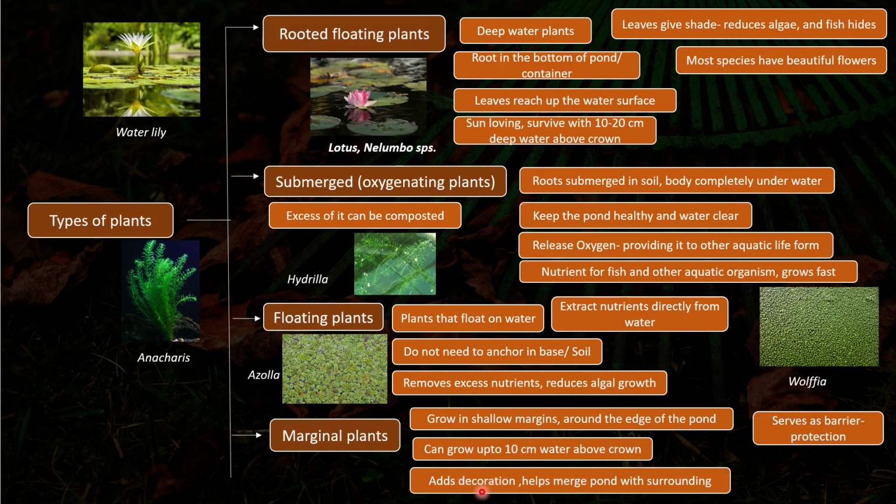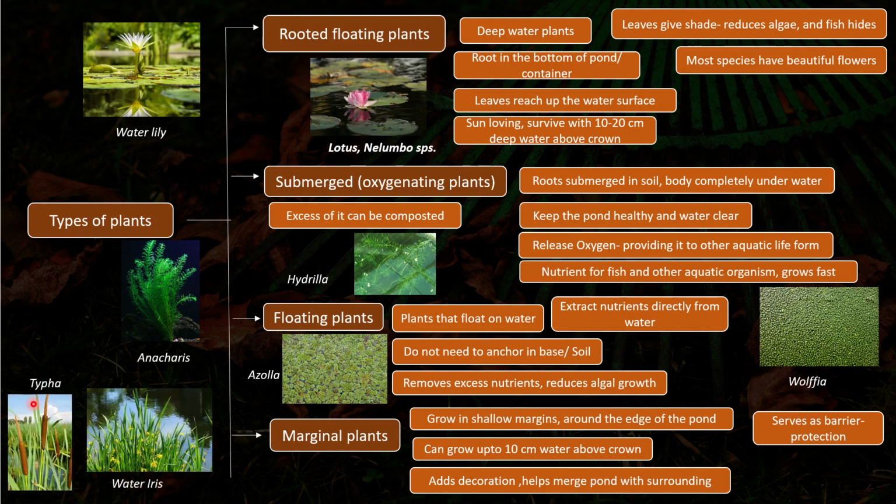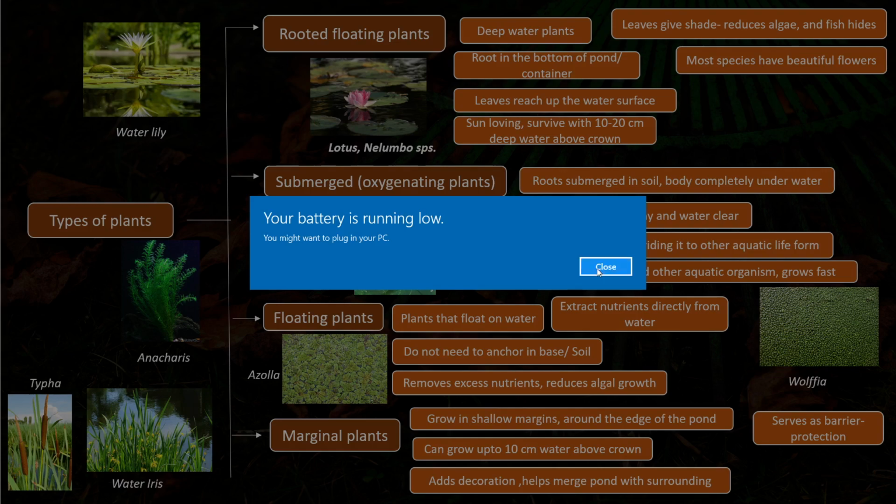This adds decoration. Now what is the use of marginal plants? They are decorative, and they help merge the pond with the surrounding. As you will have these marginal plants at the surrounding of the pond, it will look like your pond has merged into the surrounding, and this also serves as a barrier, so it will provide protection to the pond. So these are plants like typha or water iris. As you can see, these plants are partially in water and partially above the ground, right?